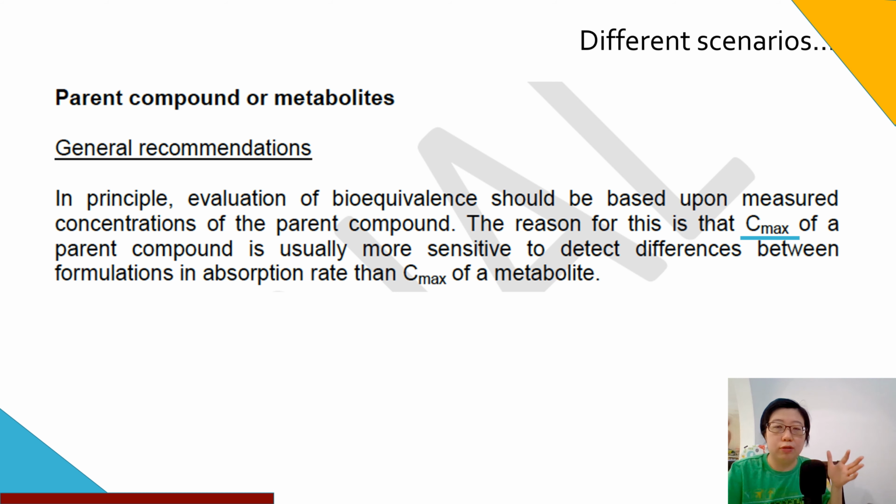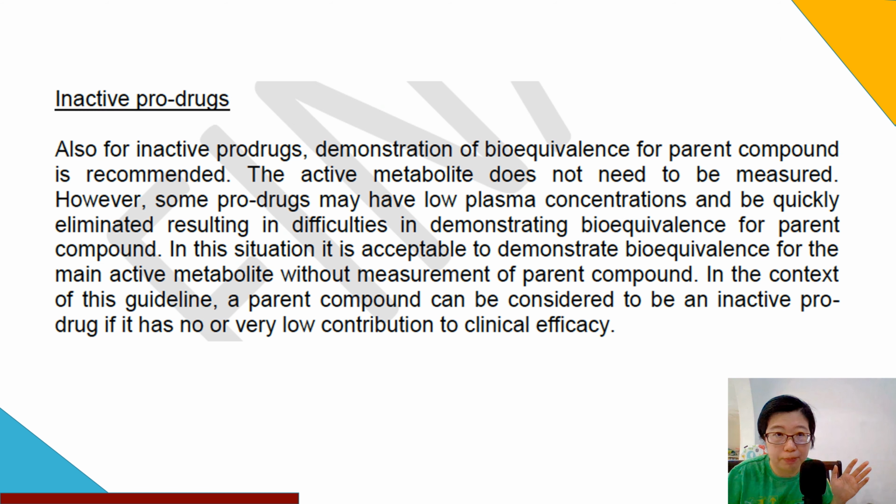marker to show how the concentration fluctuates after absorption and distribution in the body. Metabolites show more variance across different individuals and regions, i.e. ethnicity, with differences in the metabolizing CYP enzymes and so on. So the Cmax of the parent compound is normally the most sensitive one to detect differences, and we'll try to use it as much as possible.